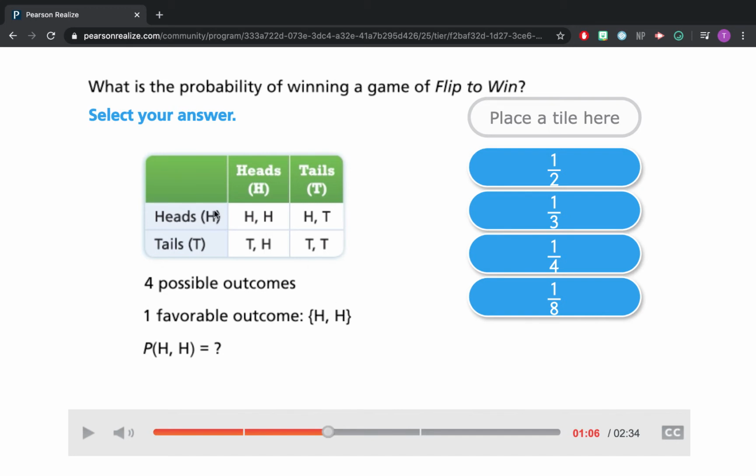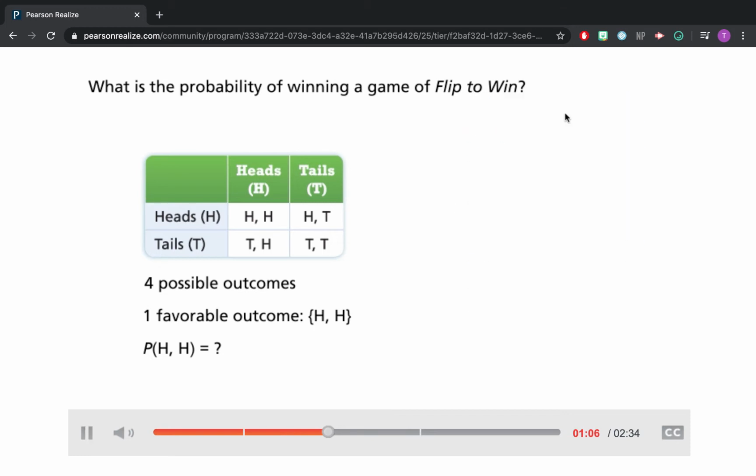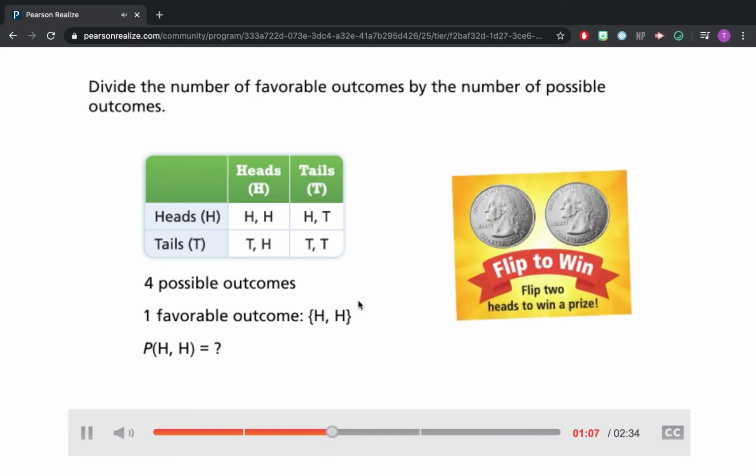Now, that does not mean you don't have to draw the table, write the list, or use a tree diagram, but I do want you understanding that multiplication of individual probabilities also leads to a compound probability. Divide the number of favorable outcomes by the number of possible outcomes. The probability of 2 heads is 1/4, or 25%.